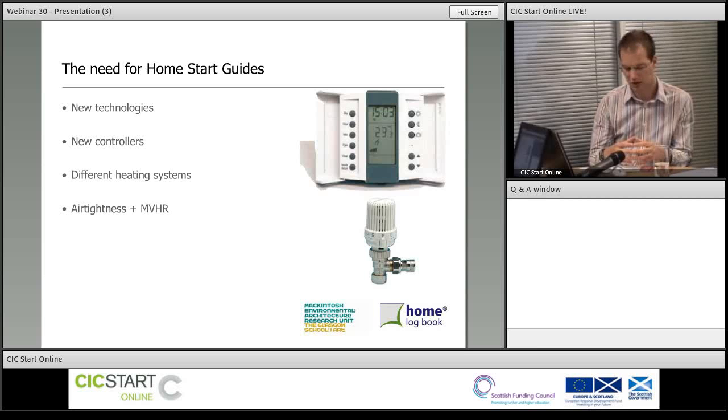With the low and zero carbon agenda and the changes of building regulations, there's a great deal more technologies. There's air source heat pumps coming in, there's ground source heat pumps, there's different electrical systems, there's different ventilation systems, and all of those come with very different controllers and a lot more control, a lot more buttons, a lot more screens, a lot more things to set. And they are also tied in with the issues around air tightness, and maybe they're tied in with a ventilation system, which again adds a level of complexity.